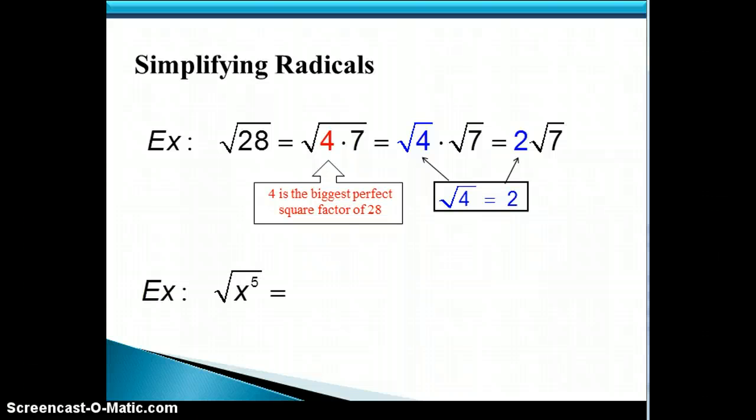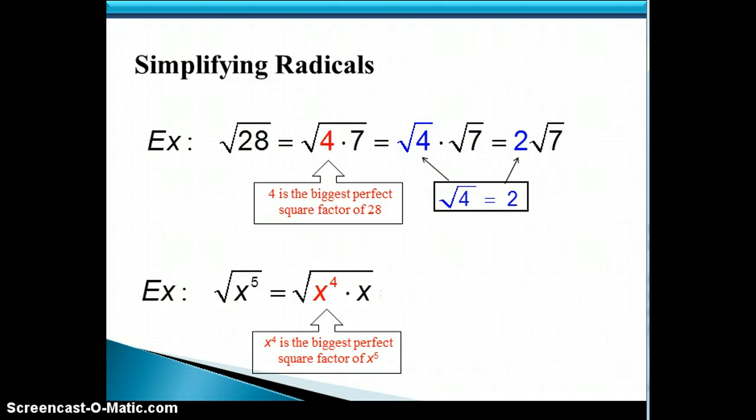Now let's look at one where we have a variable to an exponent. Remember that a variable to an exponent is a perfect square if the exponent is even. So if the exponent is not even, the biggest perfect square factor is going to be the even exponent that's just less than the odd exponent that you started with. So you just subtract 1, and that will give you the biggest even number that would need to be the exponent on that x. So in this case, x to the fourth would be the biggest perfect square factor of x to the fifth, and then that leaves one more x as the other factor.